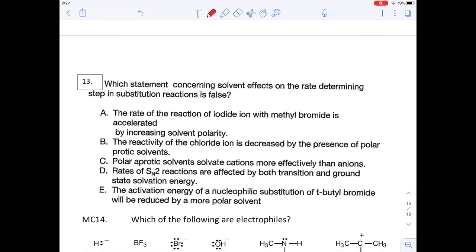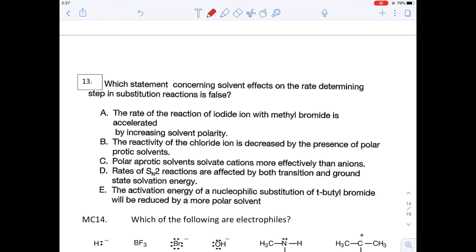So for number 13, I'm actually not completely sure why A is false because I know polarity does affect a reaction. I'm only giving you this question so you at least look at the answer and maybe memorize it because I've seen it on a couple different exams, so I think it's worth including. But I'm going to check in with a couple people and give you guys the correct reasoning in the group chat.